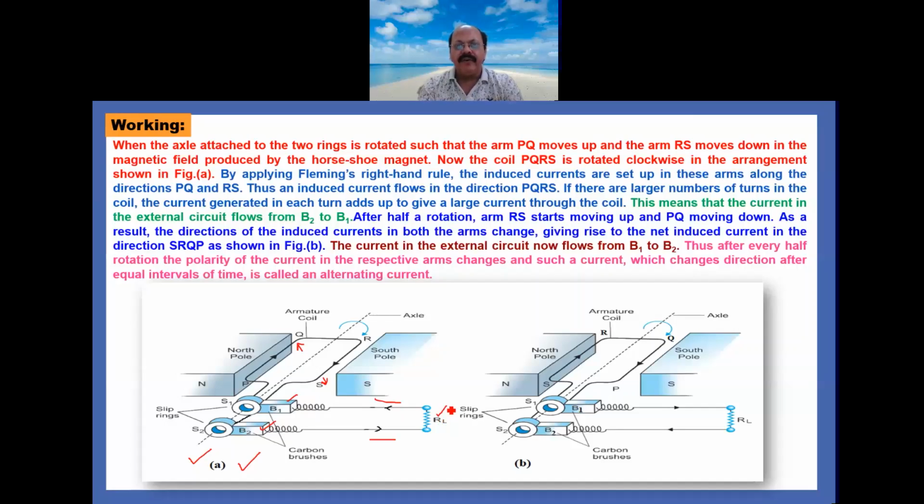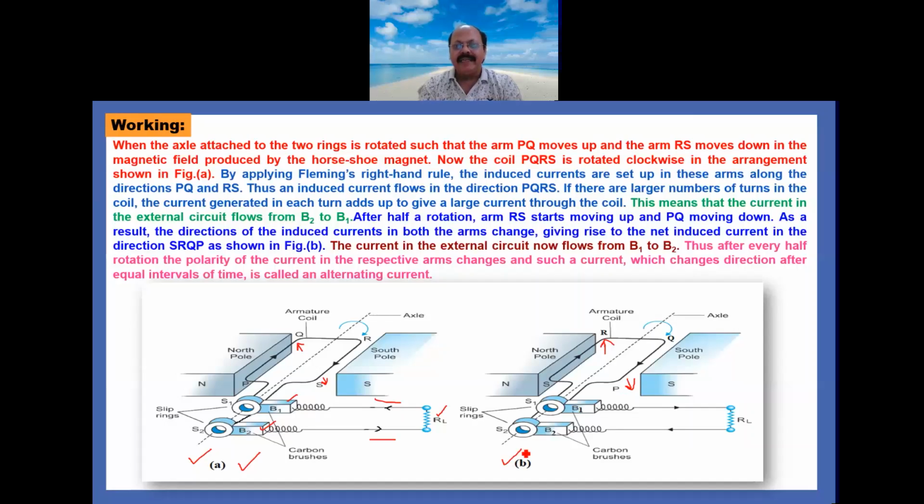Now after half rotation, the arm RS is moving up and arm PQ is moving down. As a result, the direction of the induced currents in both the arms change, giving rise to the net induced current in the direction SRQP, as you can see in diagram B.